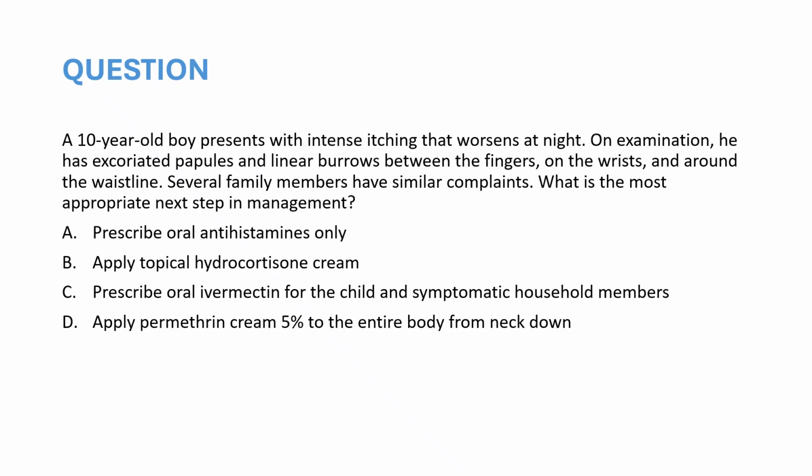Now let's see a question. So we have seen the viral infections, we have seen the bacterial infections, and also the fungal infections. So a 10-year-old boy presents with intense itching that worsens at night. On examination, there are excoriated papules and linear burrows between the fingers, on the wrists and around the waistline. Several family members have similar complaints. What is the most appropriate next step in management?